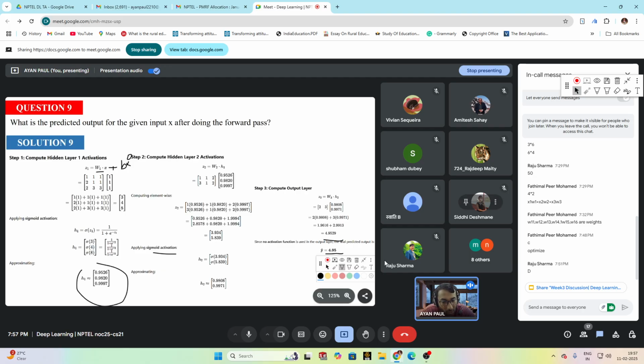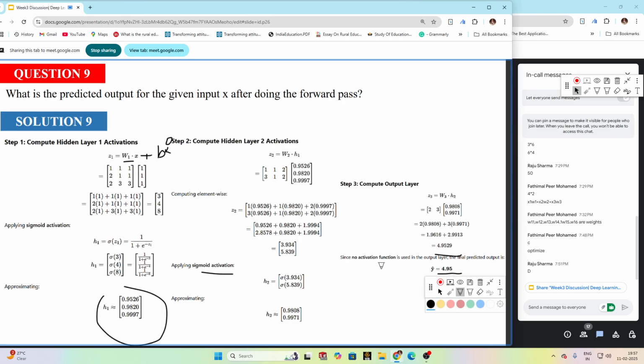Okay, so I hope there is no doubt, and then we will go to our next question. What is our predicted output coming? Predicted output is coming 4.9529. So this is again a range question, so it was between 4.95 and 4.96. As 4.95 is close, I have written 4.95 as the answer.